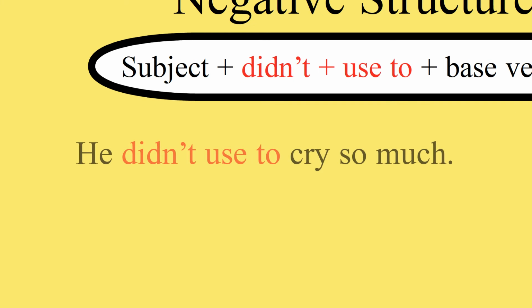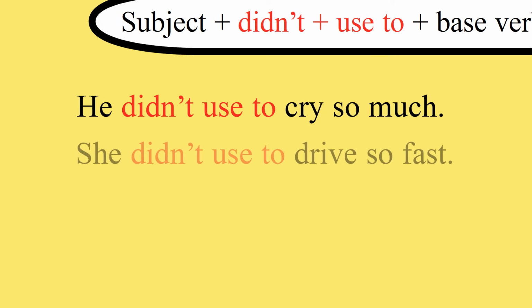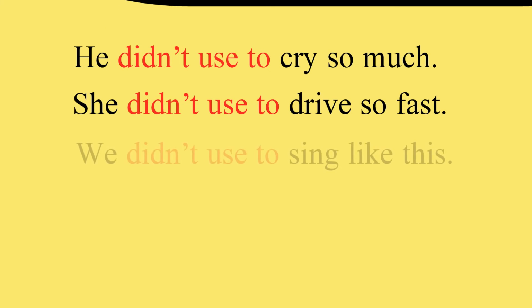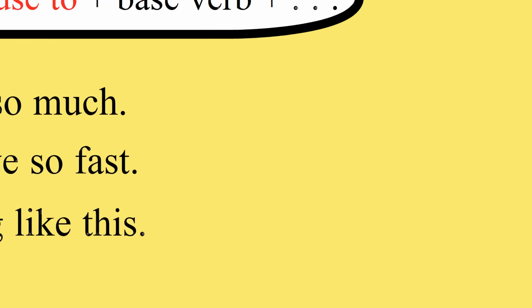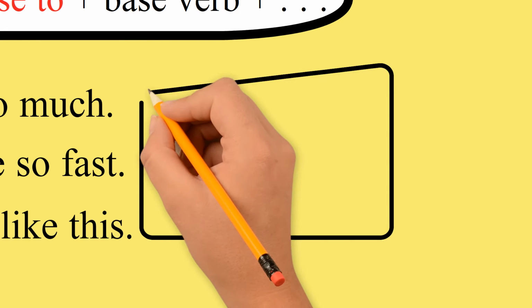For examples, he didn't use to cry so much. She didn't use to drive so fast. We didn't use to sing like this. Please remember the negative form, didn't use to.